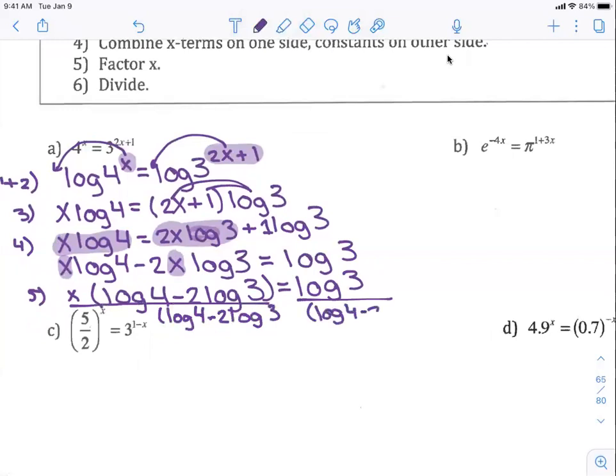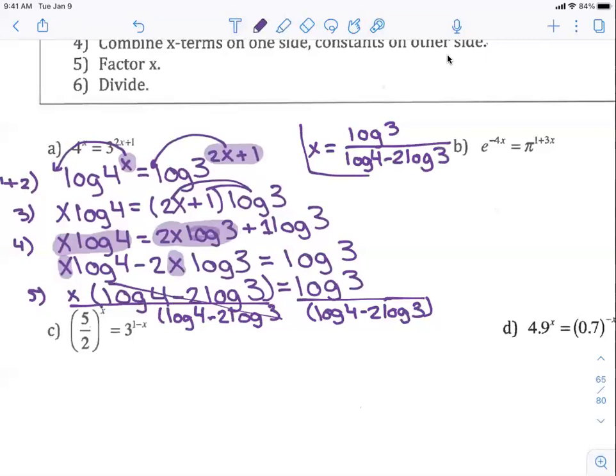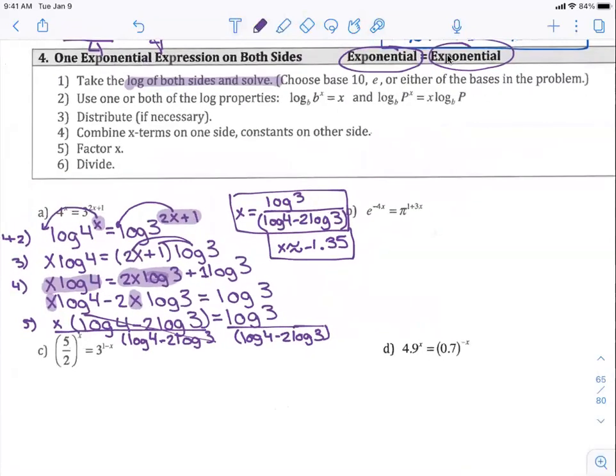Log 4 minus 2 log 3. These cancel. So x equals exactly log 3 divided by log 4 minus 2 log 3. And you can type that on your calculator. Make sure you use parentheses around the denominator. And x is about negative 1.35. Again, you're going to have time to practice all this in your calculator. So if you don't get it when you're working on Math Excel during class time or the warm-up during class time, ask me so that I can show you in your calculator. But that's how you type it in, because you have a log button on the left side.